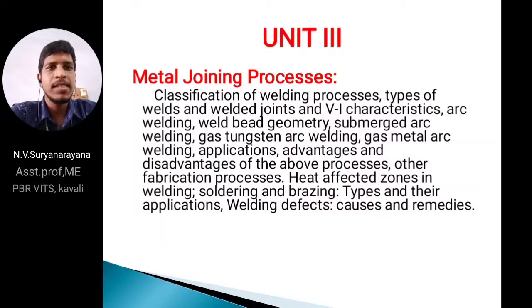In this we will discuss about welds and welded joints and their voltage and current characteristics, arc welding, weld bead geometry. And next, types of arc welding: submerged arc welding, gas tungsten arc welding, gas metal arc welding and their applications, advantages and disadvantages of all the above processes. These are the different types of joining process.